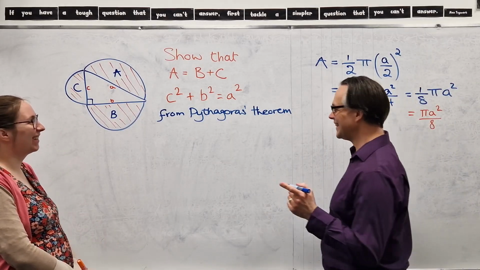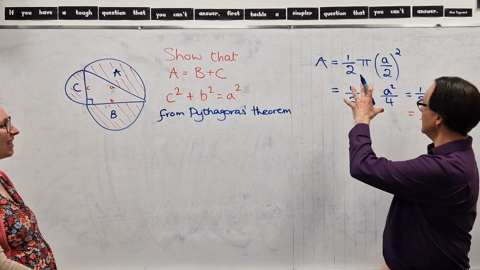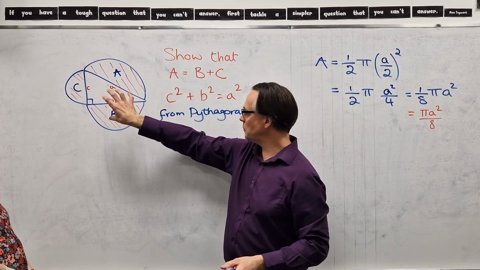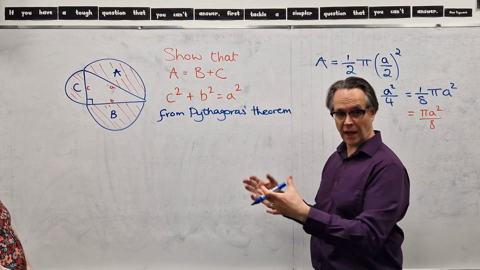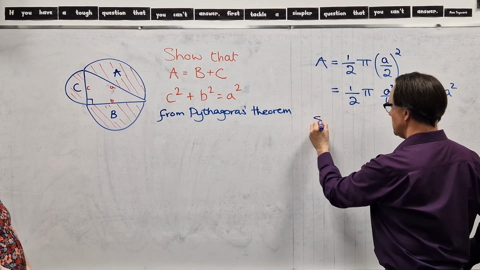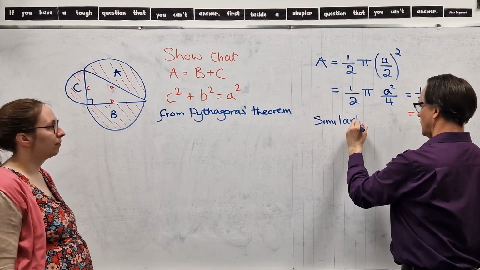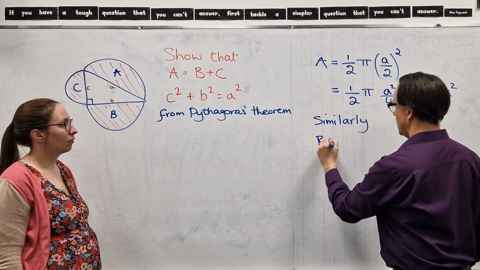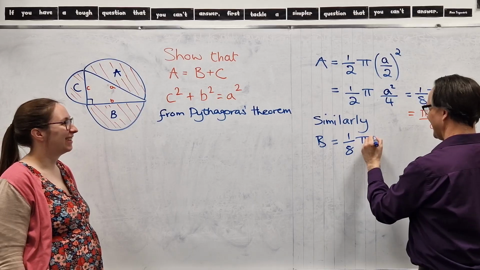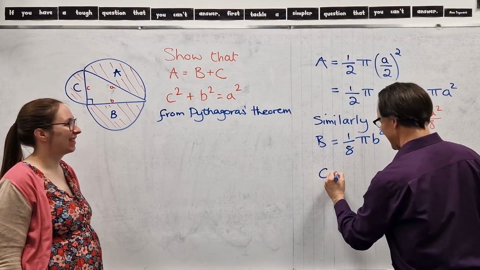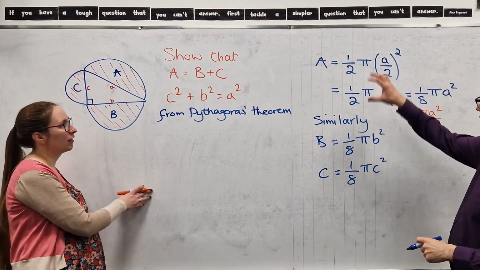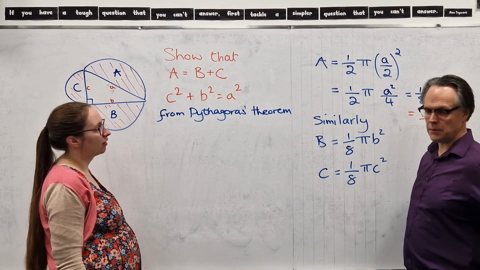Okay. Now, because the working out for B and C is going to be exactly the same, you don't have to do that 3 times. You can just say, similarly, B is going to be 1/8 pi B squared, and C is 1/8 pi C squared. You don't have to write all this because they can see it's the same argument.